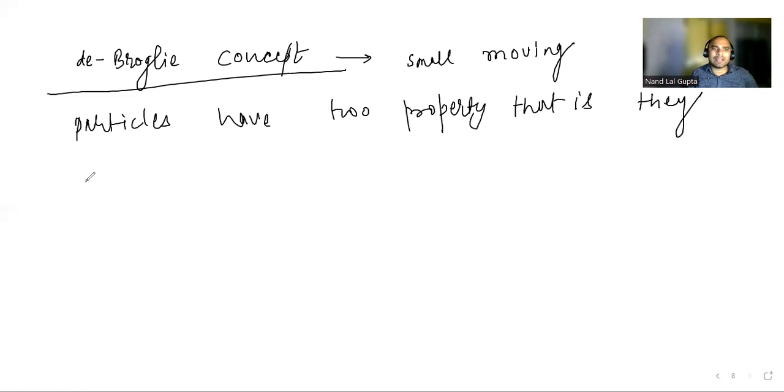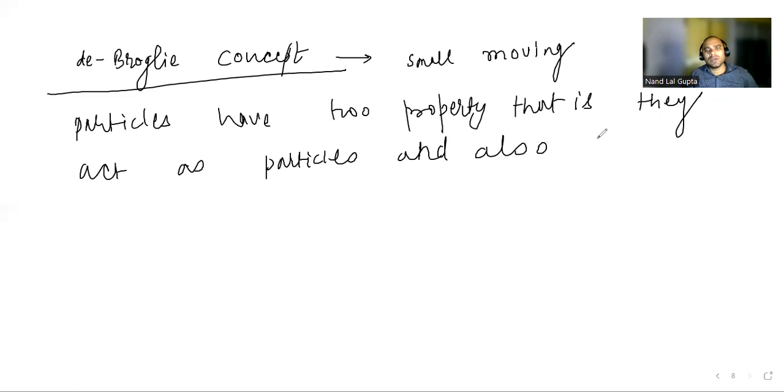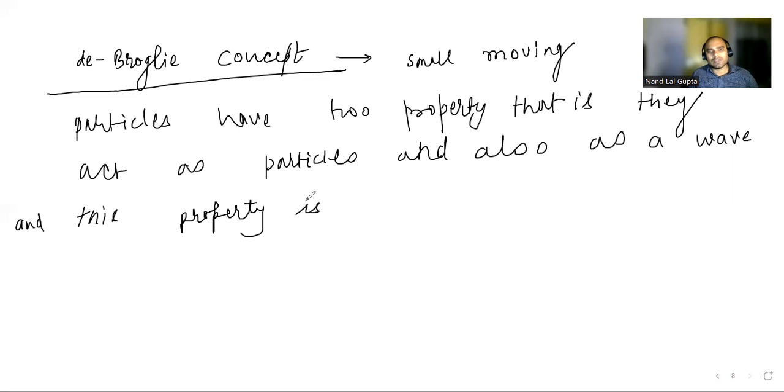They act as a particle and also as a wave. And this property is known as the dual nature of electron.